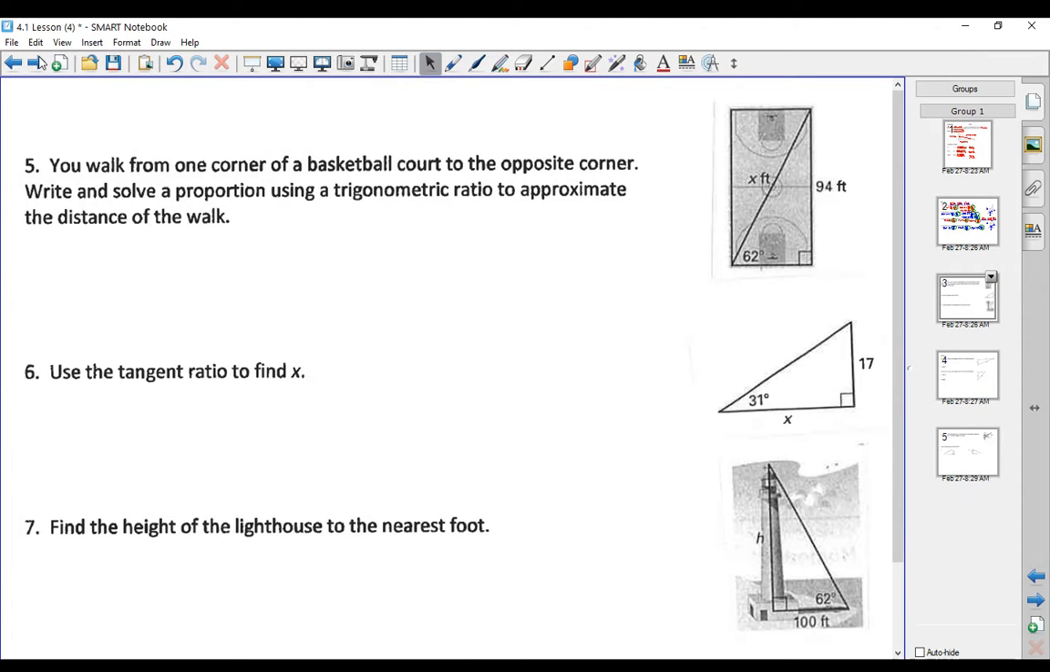All right, here's some application problems. It says you walk from one corner of a basketball court to the opposite corner. Write and solve a proportion using a trigonometric ratio to approximate the distance of the walk. We know that this angle right here is 62 degrees. We're looking at this triangle.